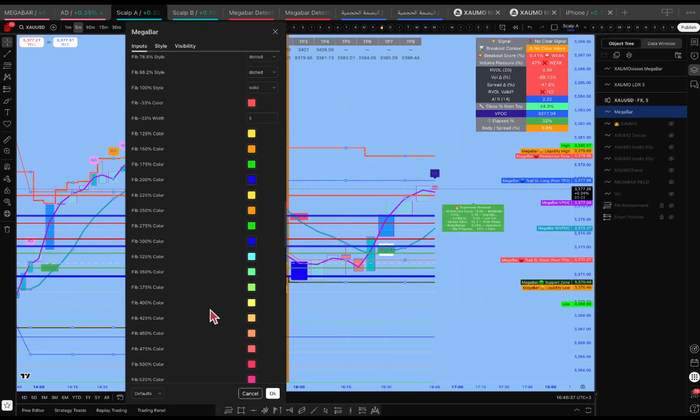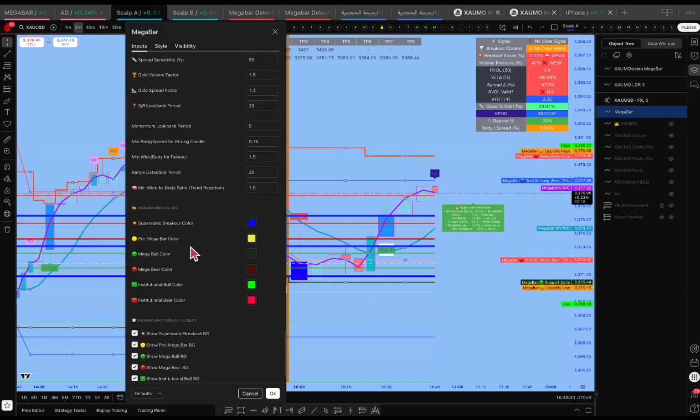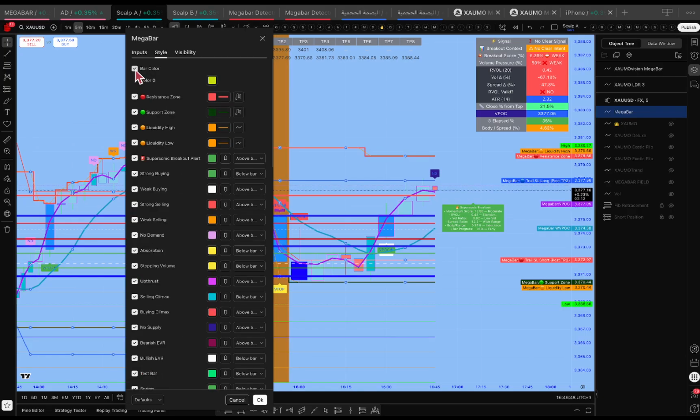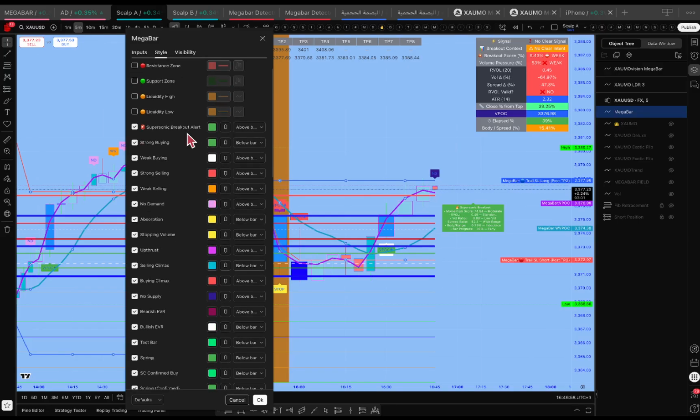And plus the Fib level, you can change the level, the width, the line, everything in them. And then you have here the very interesting part of the indicators. You see here, this is the pre-mega bar. These are the levels here. If you want to take them here, let's knock them here. Support level, let's take them. Okay, liquidity. And then you have alerts.